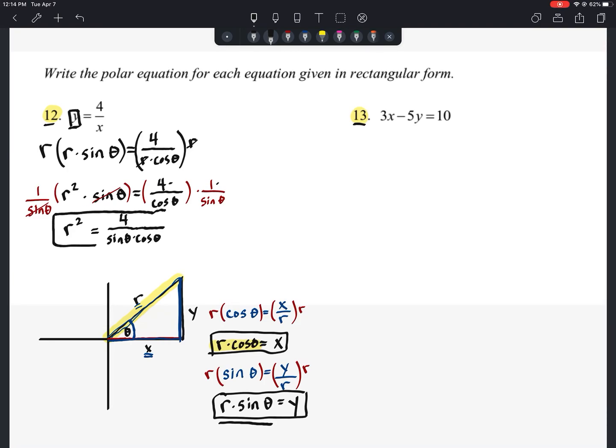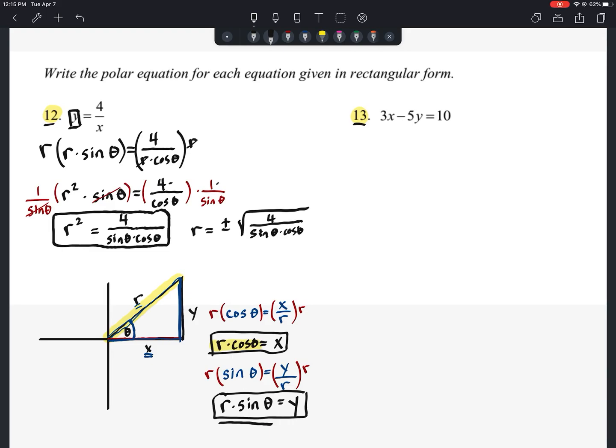You could just leave it as r squared equals 4 over the sine of theta times the cosine of theta. If you wanted to, you could also take the square root of each side and have r equals positive or negative square root of 4 over the sine of theta times the cosine of theta. That would be acceptable as well. Those are the answers for number 12.